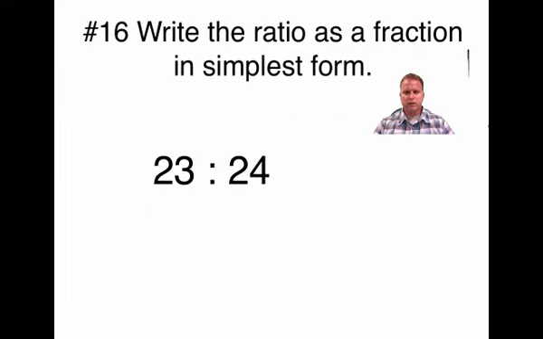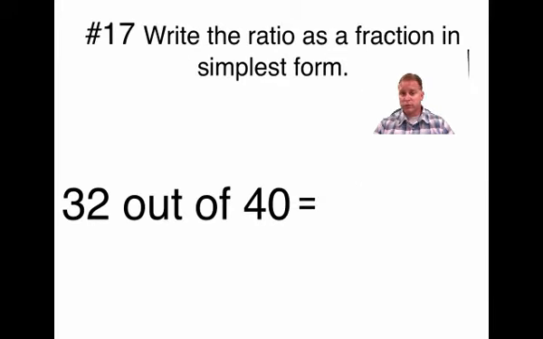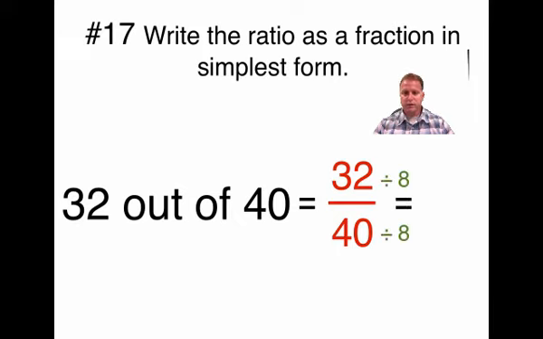Can you write this ratio as a fraction in simplest form? 23 to 24. Would you write this ratio as a fraction in simplest form? So start out with 32 over 40. What will go into 32 that will go into 40? You could divide both of those by 8, and we get 4/5.